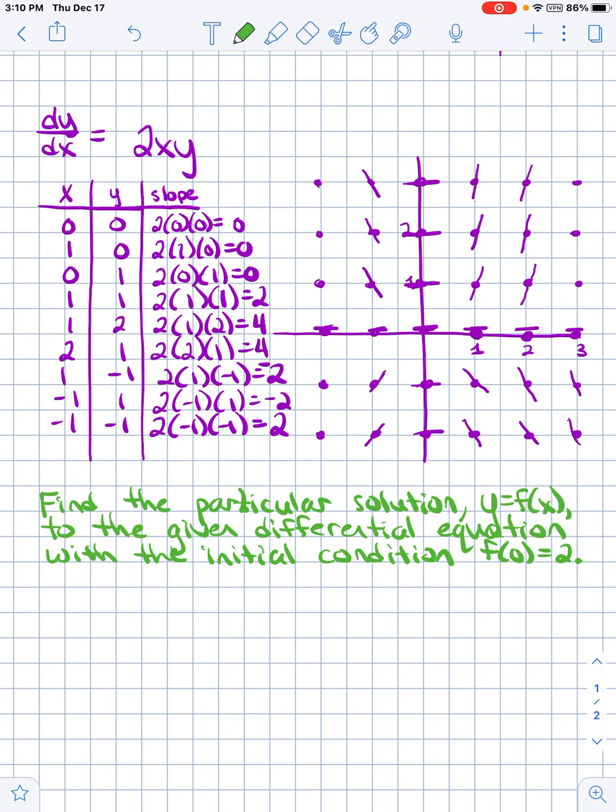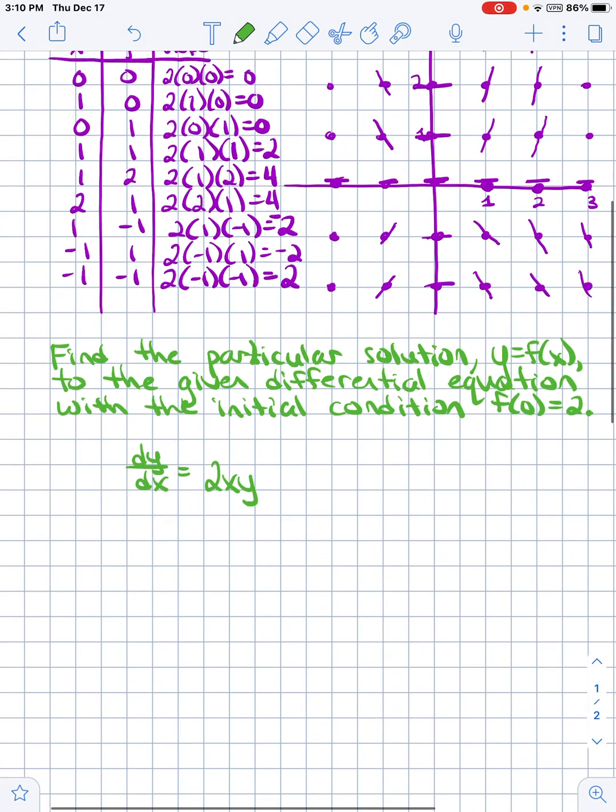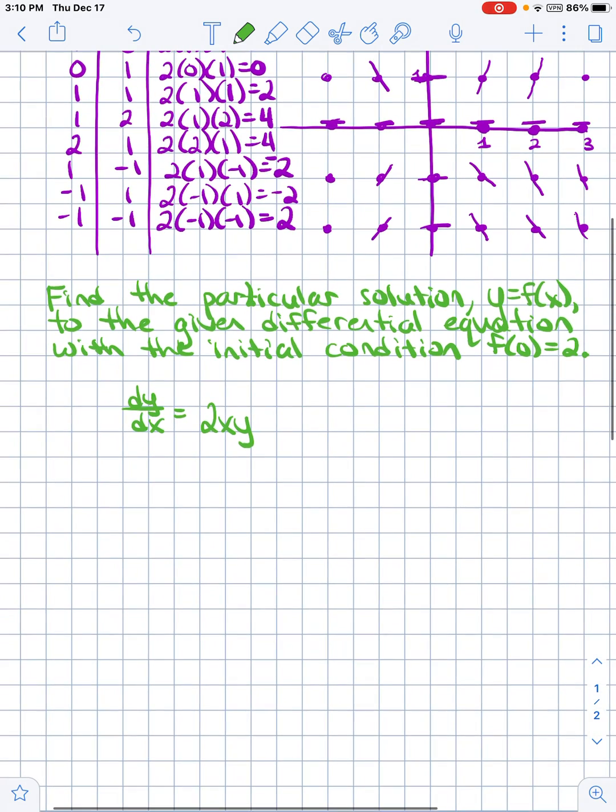Okay, so you've done this before. This was on your last test. All of that is to say, isolate y. Find the y value, find c, or find y, isolate y, and find c. So given this function here, we're going to separate the variables. dy equals 2xy dx. Divide the y out to the other side. dy over y equals 2x dx.